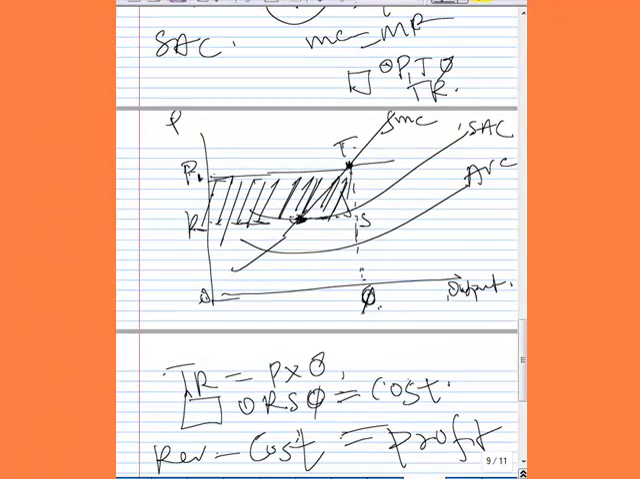Of a perfectly competitive firm, you start at the point where marginal cost is equal to marginal revenue. That's the point where you maximize your profit in perfect competition. And what's your marginal revenue? My marginal revenue is equal to price. And the price is a demand function.